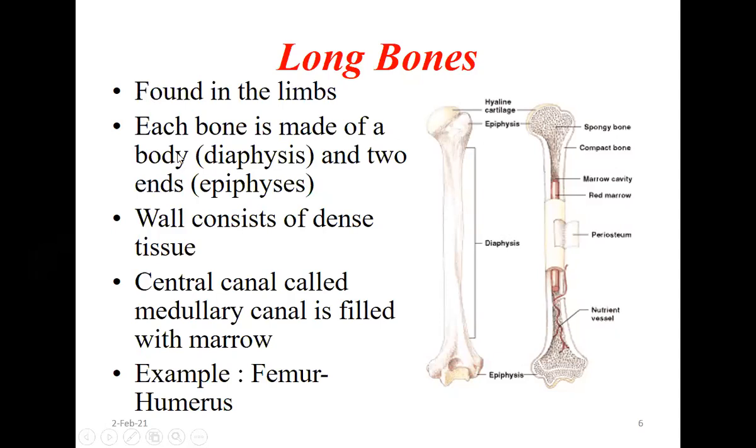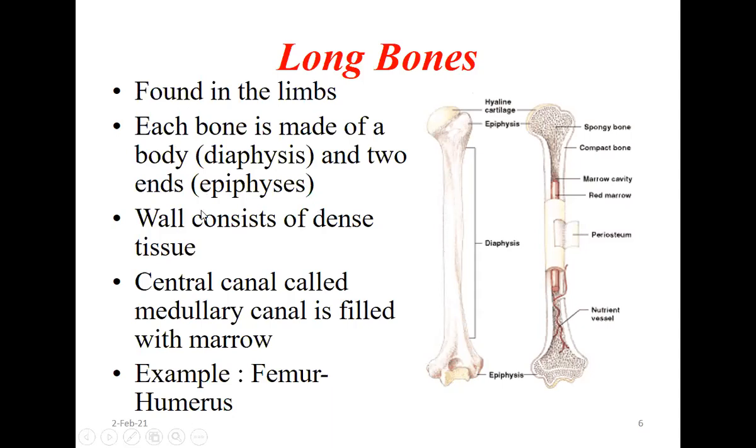Each bone is made up of the body, which is called as the diaphysis. The middle part, this is called as the diaphysis. Then two ends called as the epiphysis. This is one epiphysis. This is the second epiphysis. So diaphysis at the center, middle part, the body of the bone, and the two ends are called as the epiphysis.